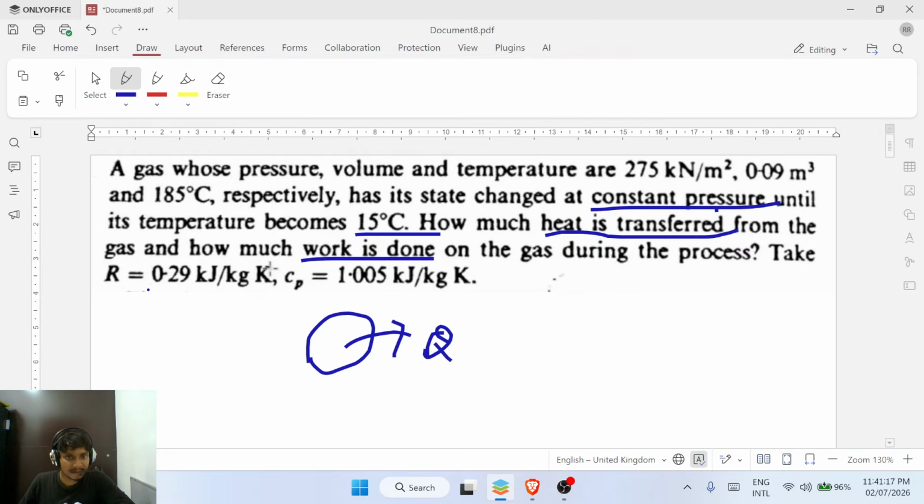Take R is equal to 0.29 kilojoule per kilogram per Kelvin. Cp is equal to 1.005 kilojoule per kilogram per Kelvin. Okay.